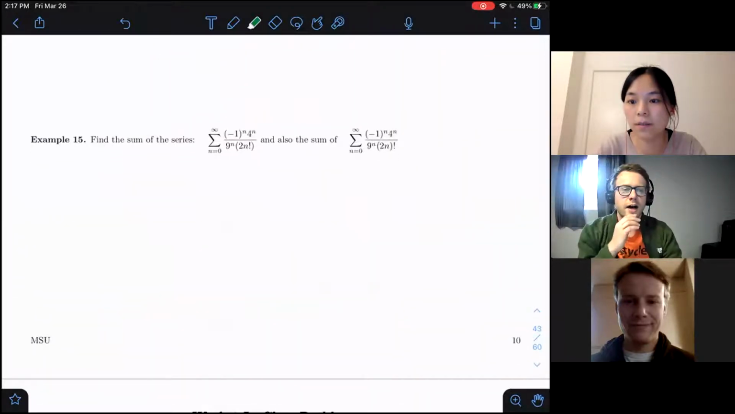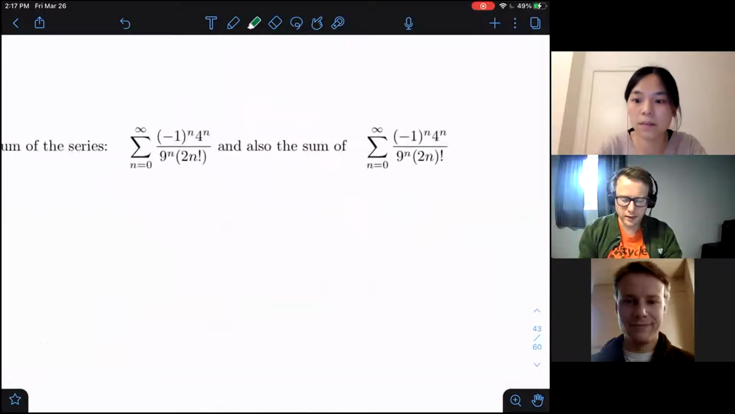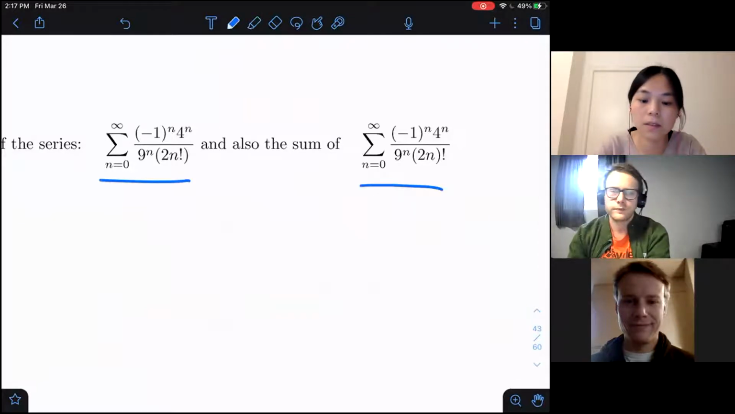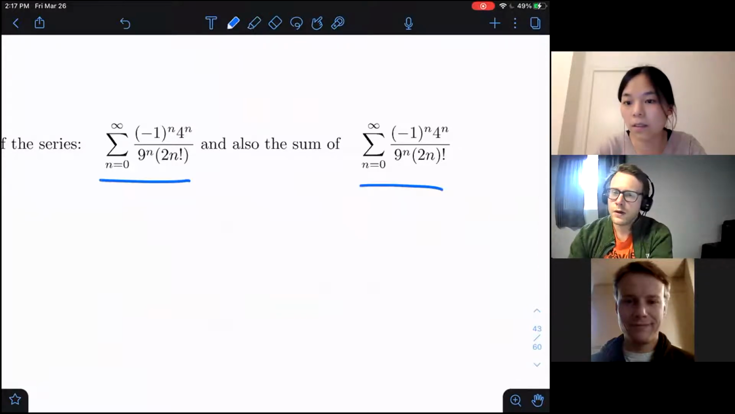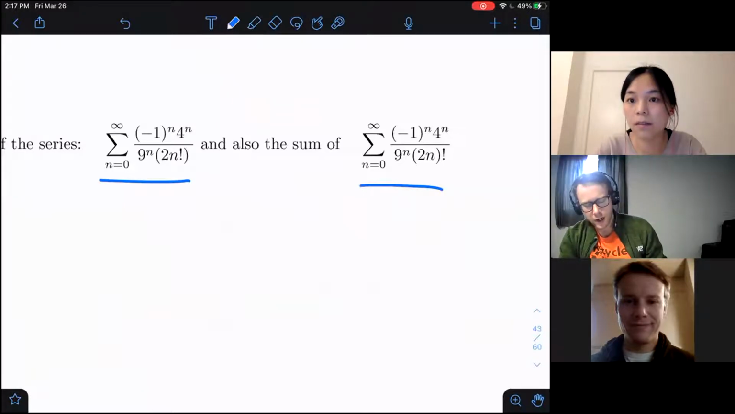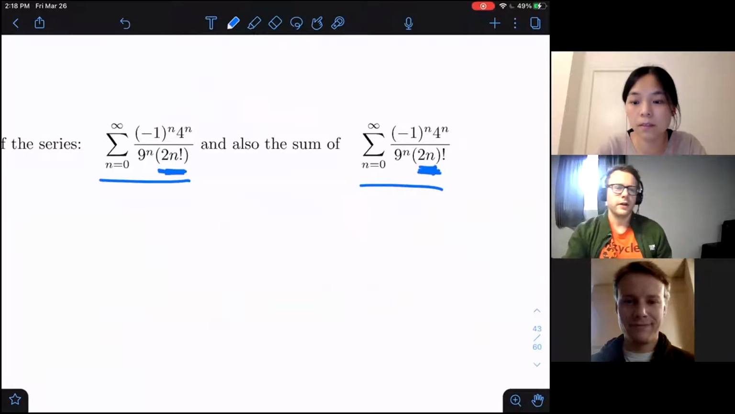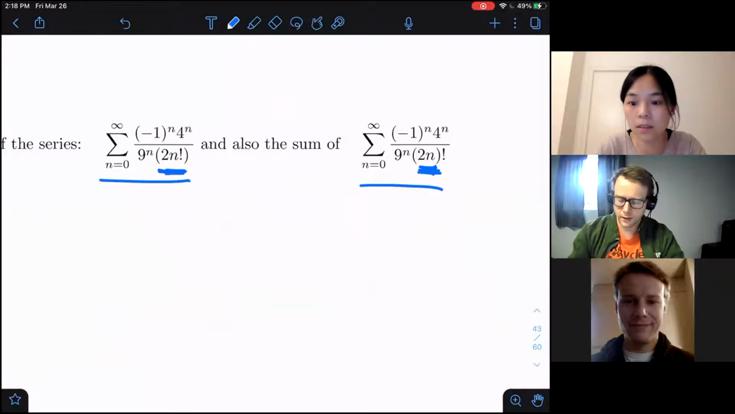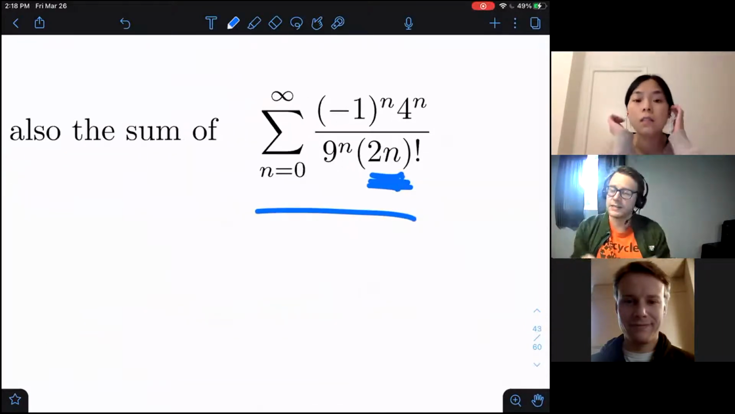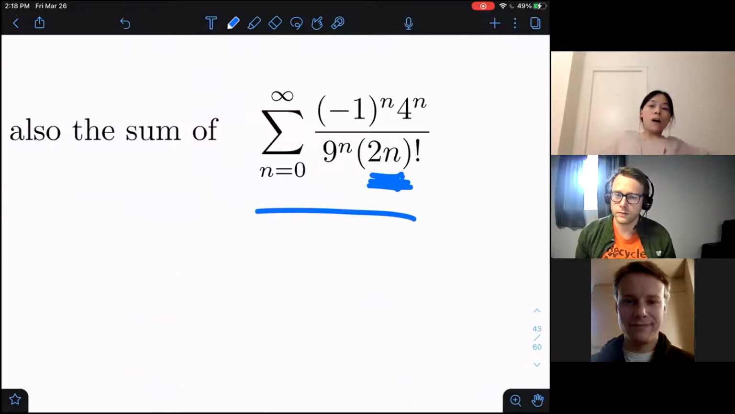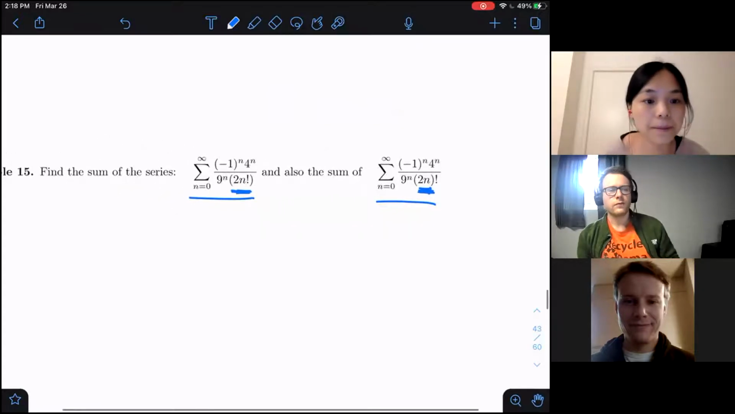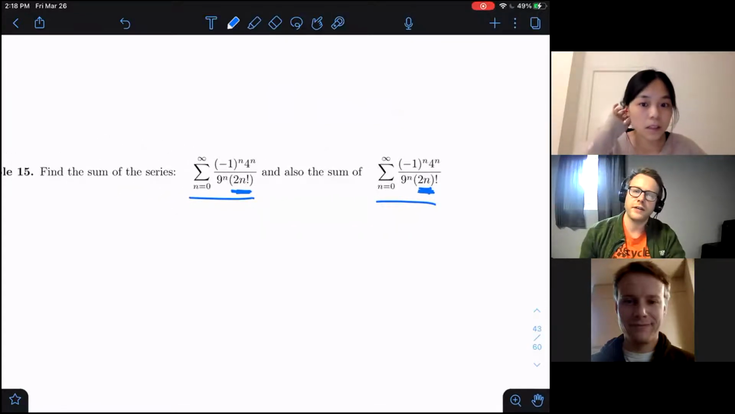I want to showcase here that you do have to be a little bit careful with these, right? If you're going too fast, notice how similar these are. The only difference here is with this 2n factorial, right? Here we have 9 to the n multiplied by 2n factorial. And then over here, we have 9 to the n, and then the 2n, all of it is inside of the factorial. And so I'd like to show you the sum of these two series and how they differ here.